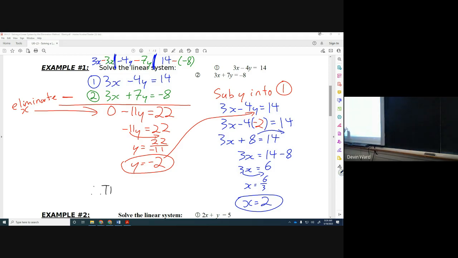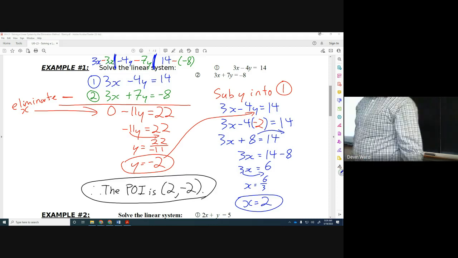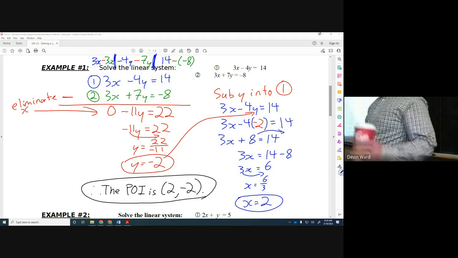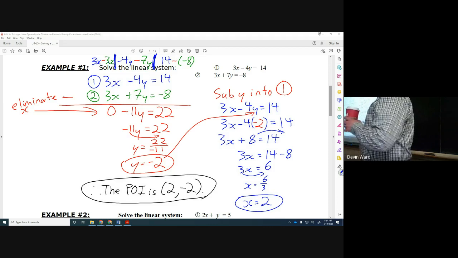Therefore, the point of intersection is 2 and negative 2. Okay, remember we always put the x first in the brackets and then the y.